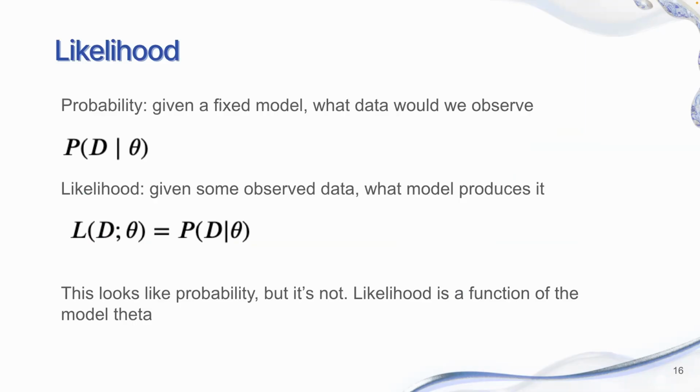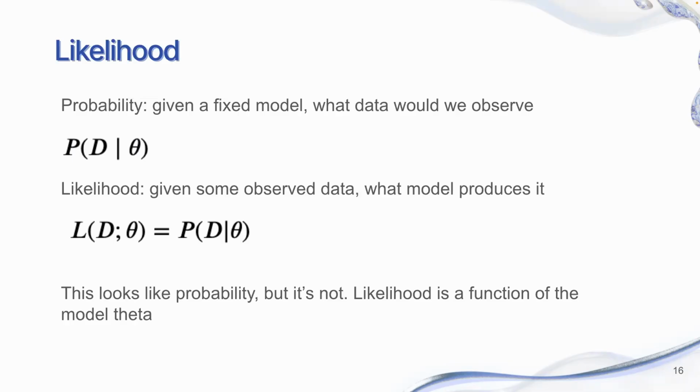Probability just means, given a fixed model theta, what data would we observe? In the formula, it's just the probability of D given theta, where theta is your model and D is your data. I'll have an example in the next slide, but for now, remember probability is given a fixed model. Here your theta is fixed, and then what's the probability if you observe some sort of data? So it's always from model to data.